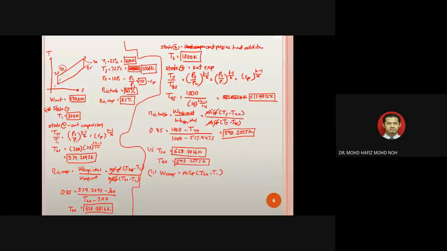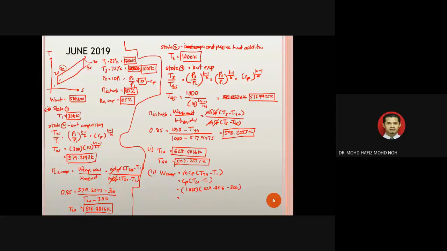Cp over delta T. So this one is Cp (T2 actual minus T1). So you put the Cp value, which is 1.005. T2 actual is 628.4816 minus T1. T1 is 300 Kelvin. So you can answer the question in kilojoule per kg because this is required by the question.